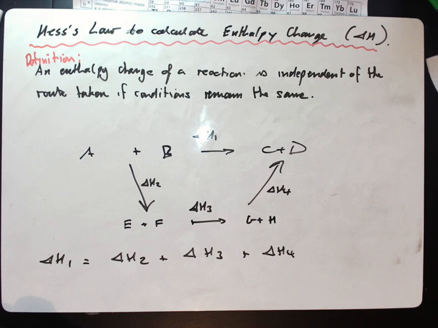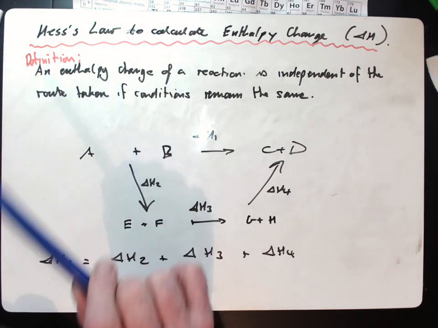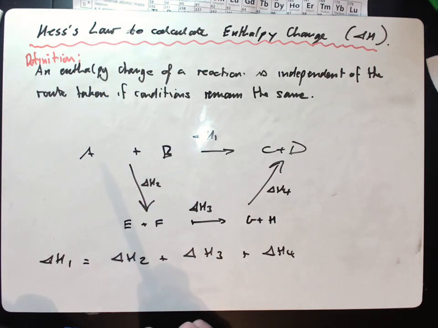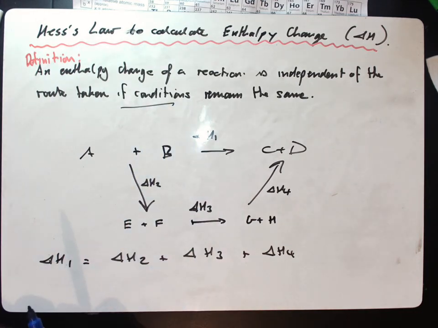So Hess's law, first of all, we have to know our definitions for this, obviously, and we need to be very aware of our definitions for the enthalpy changes that we have spoken about in class and that we spoke about in the video for Q equals mc delta T. So first of all, the definition of Hess's law is that the enthalpy change of a reaction is independent of the route taken, provided the initial and the final conditions remain the same.